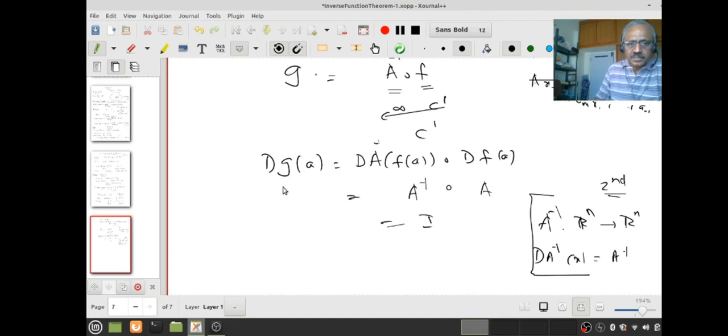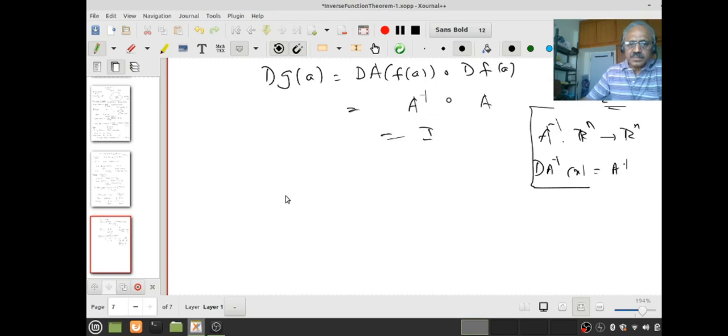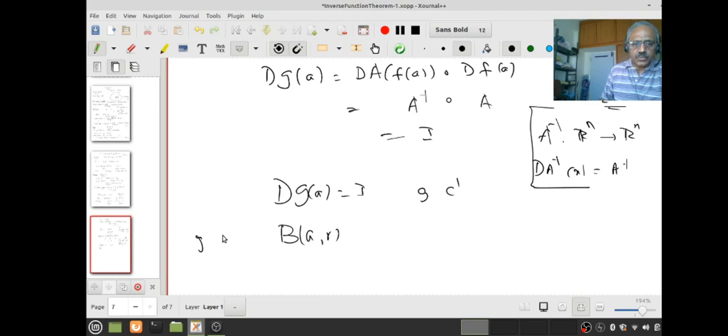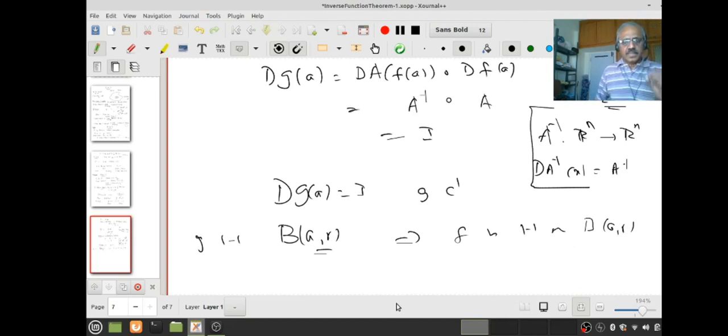Therefore g satisfies all the properties I needed. That is, dg at a is non-singular, it's the identity, and g is C1. Therefore what do I know? There exists an R positive such that g is 1-1 on B_R. By whatever I said from that, it follows f is 1-1 on B_R. Do you follow that? So we have proved there exists an open ball on which the function f is 1-1.